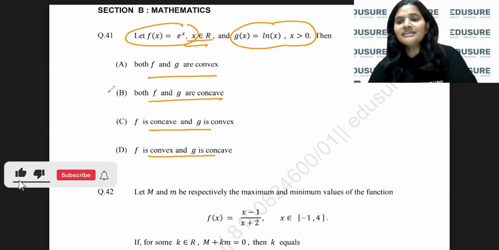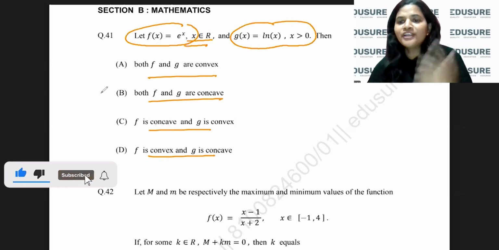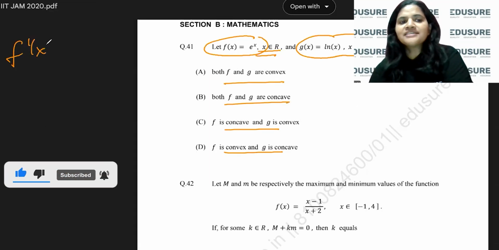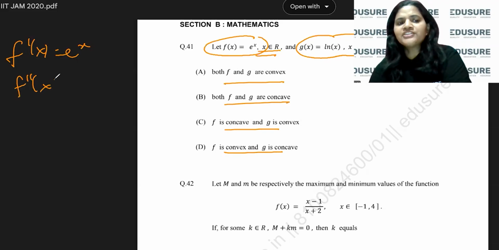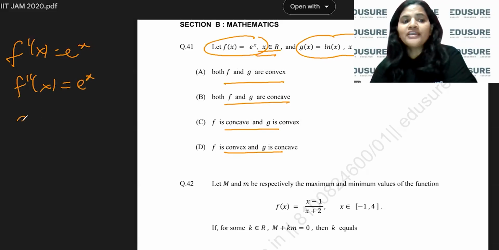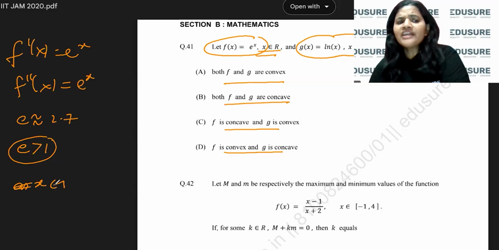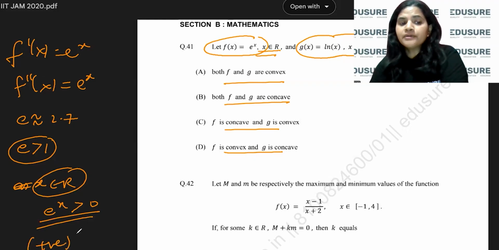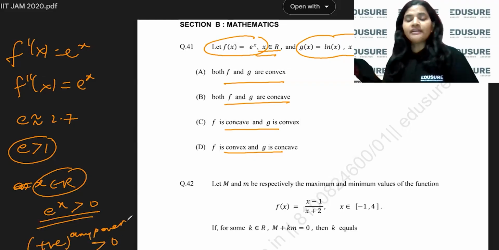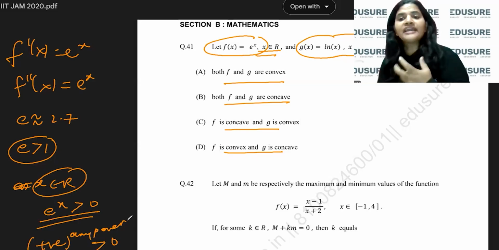I can easily calculate the derivative, so I don't really need to make the graph. f'(x) is e^x, and f''(x) is e^x. Now e is approximately 2.7, and e is greater than 1. Whatever x you take, e^x will always be positive. Why? Because any positive number to any power will always be positive. The power of a positive number can never be negative and it can never be 0.